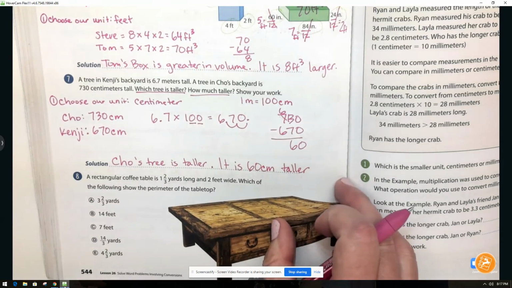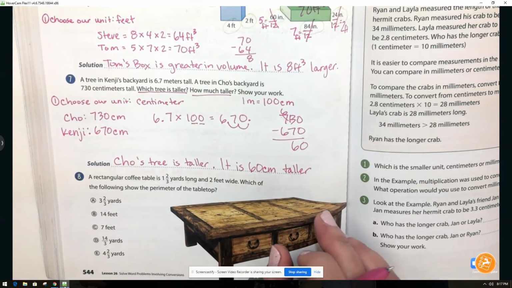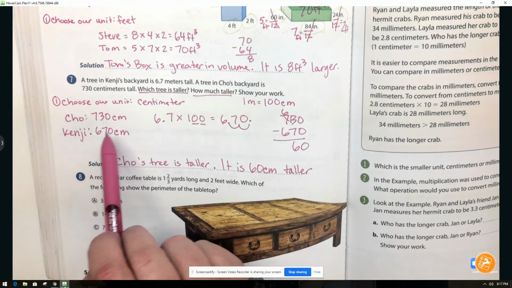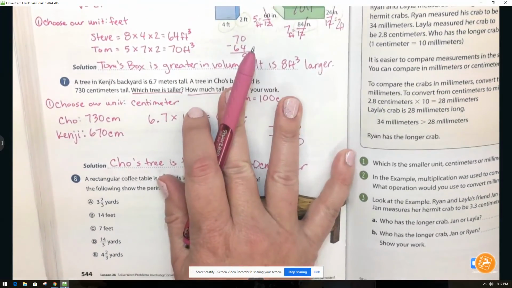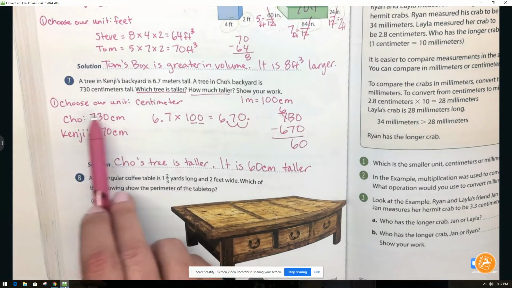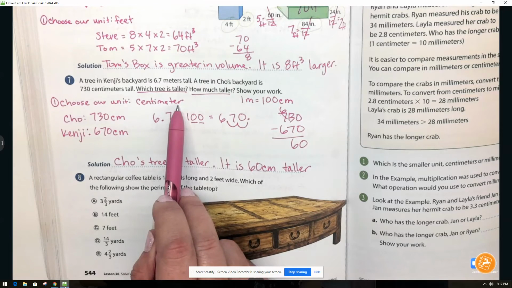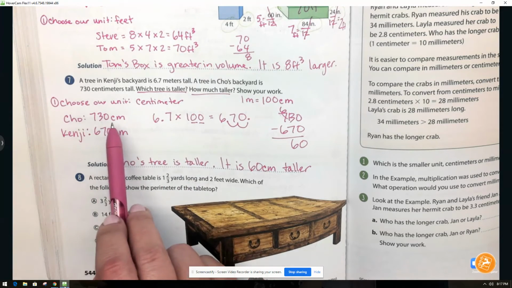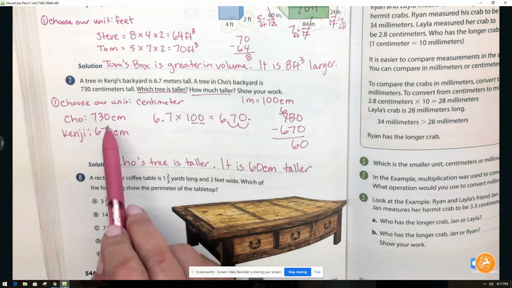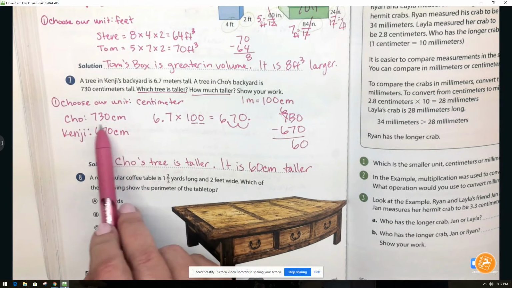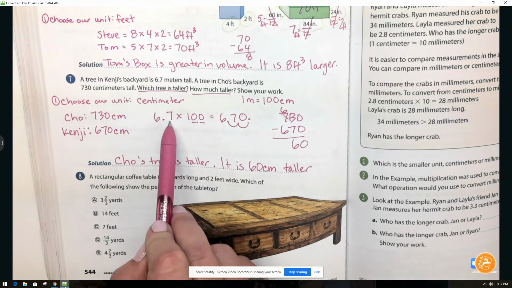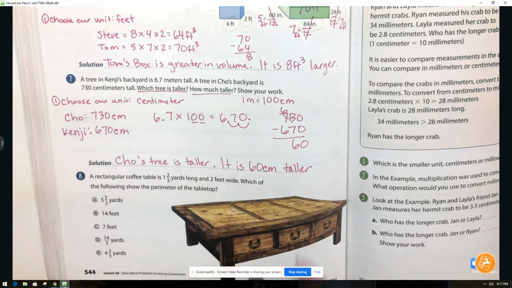So not that difficult. It's just a matter of making sure you choose your unit. And then the good news is once you choose your unit, you don't need to change both of them. You only need to change the one that's not in the unit that you want to use. So it's just important to always remember to choose your unit first. And then once you choose your unit, the one that stays the same, you can just leave it because it's already centimeters. And then you can convert this 6 7/10 meter to centimeters to finish the problem.